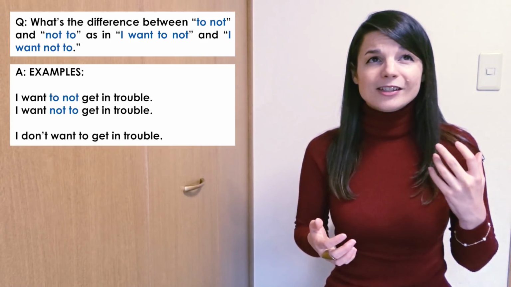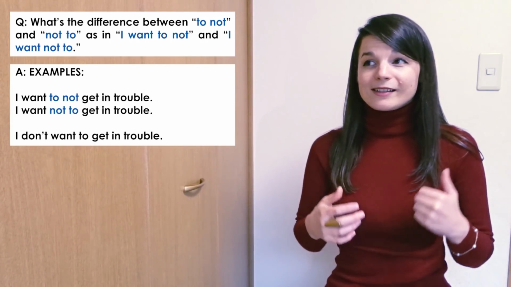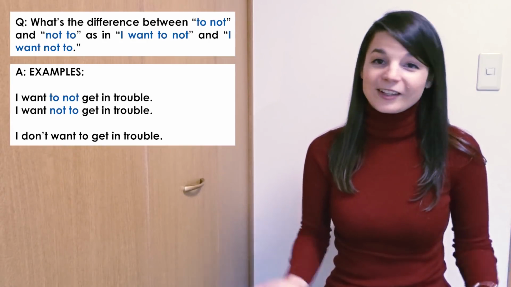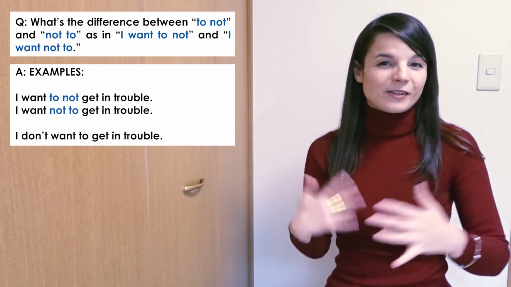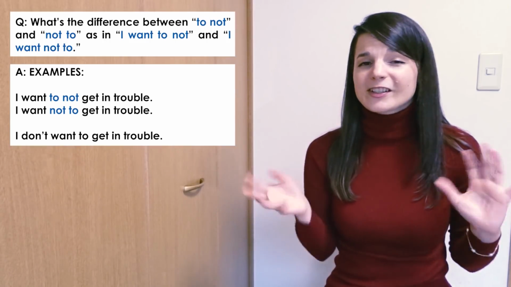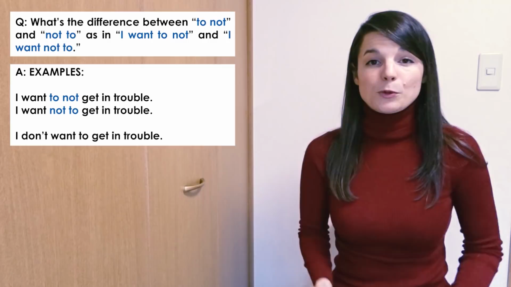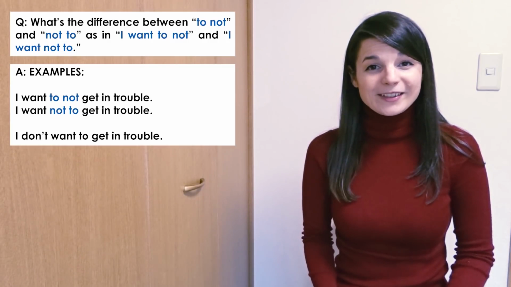I want to not get in trouble. I want not to get in trouble. The correct sentence here would be I don't want to get in trouble. But you'll hear native speakers do this for a number of reasons. So there's not really a difference between these two. But you will hear both of those used by native speakers. I hope that helps. Thanks for the question.